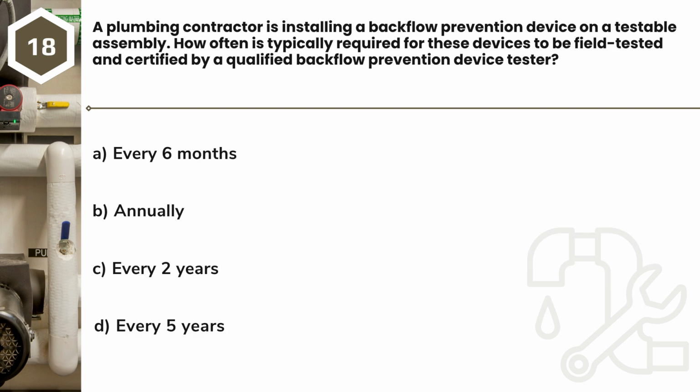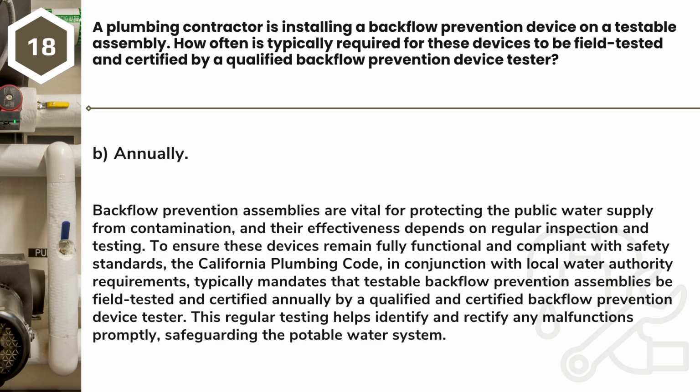Question 18. A plumbing contractor is installing a backflow prevention device on a testable assembly. How often is typically required for these devices to be field tested and certified by a qualified backflow prevention device tester? A. Every 6 months. B. Annually. C. Every 2 years. D. Every 5 years. Answer: B. Annually.